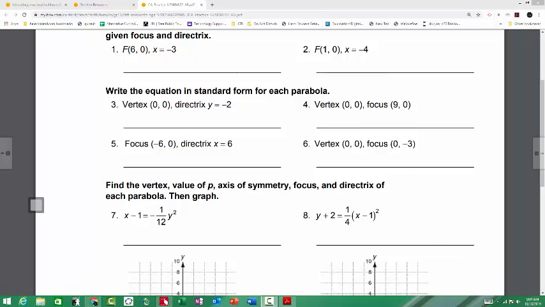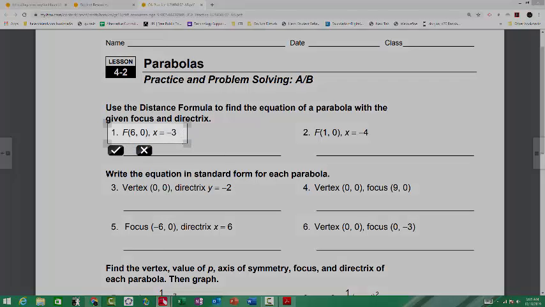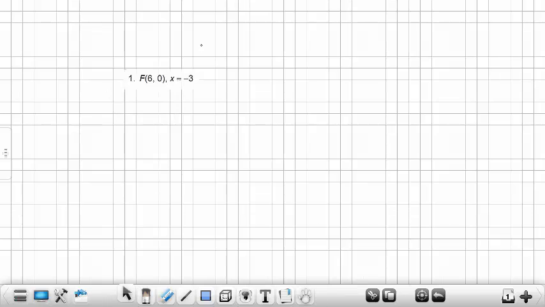Our parabolas. The key was graphing them. To me, the key is graphing them so we can really get that visual understanding. I'm going to run through this.